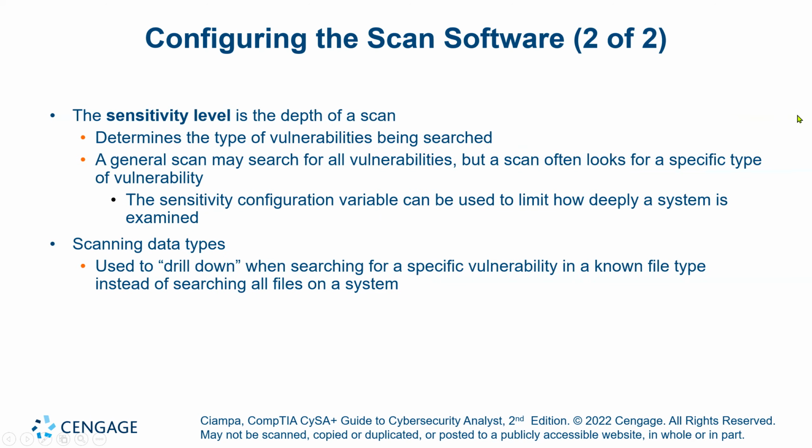The sensitivity level is the depth of a scan. It determines the type of vulnerabilities being searched. A general scan may search for all vulnerabilities, but a scan often looks for a specific type of vulnerability. A sensitivity configuration variable can be used to limit how deeply a system is examined. Scanning data types are used to drill down when searching for a specific vulnerability in a known file type instead of searching all the files on a system.